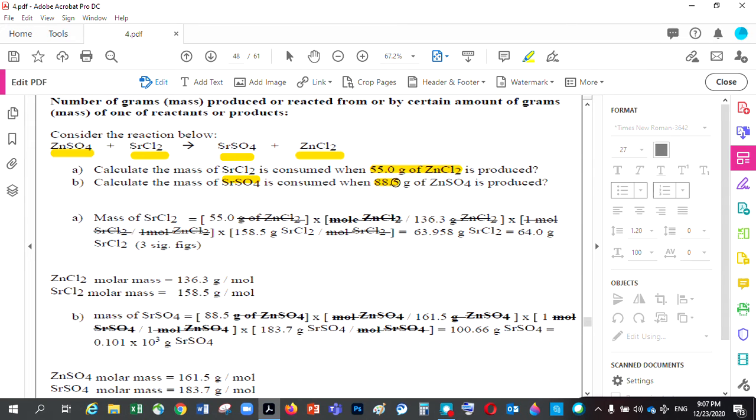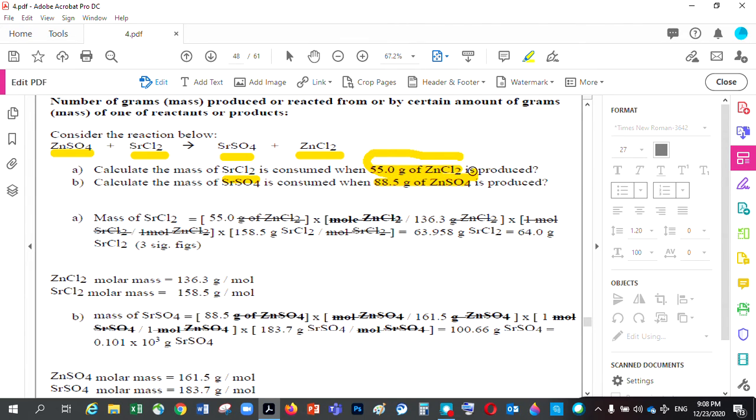So we have to look at the mass of strontium sulfate being consumed when 80 grams is produced. Well, we have to look at the whole thing. As I said, you start in A here, with 55.